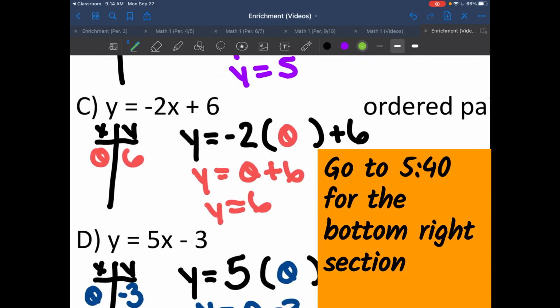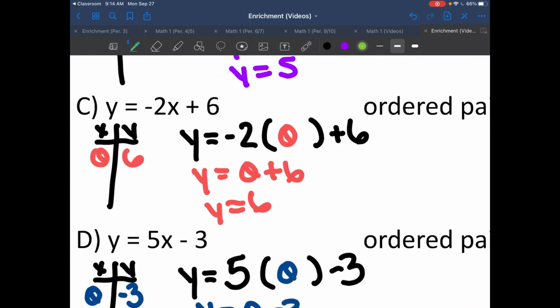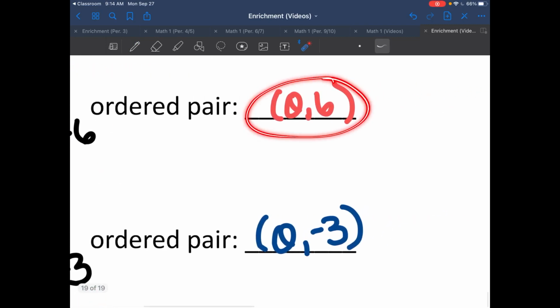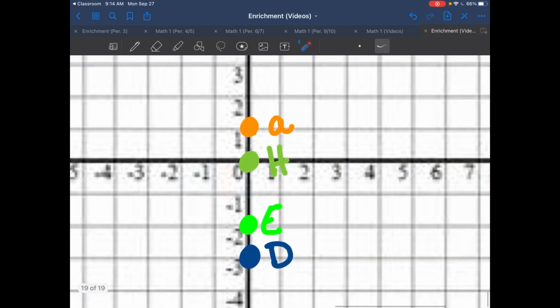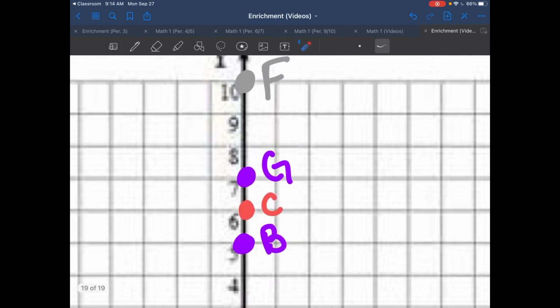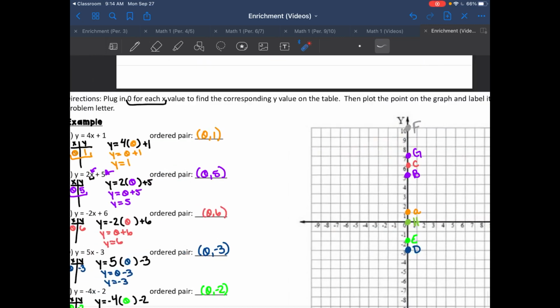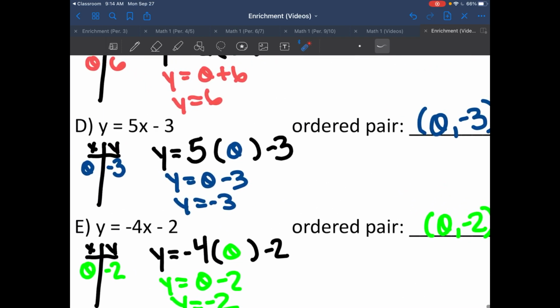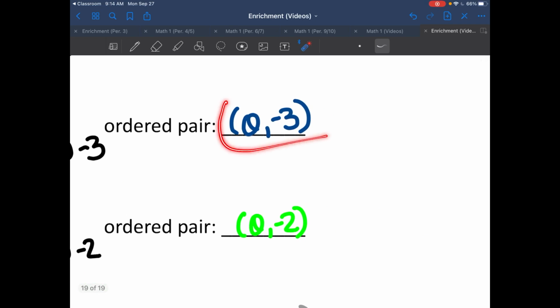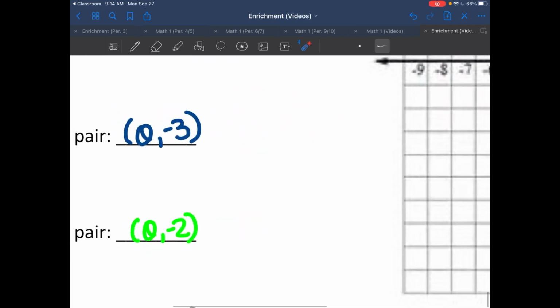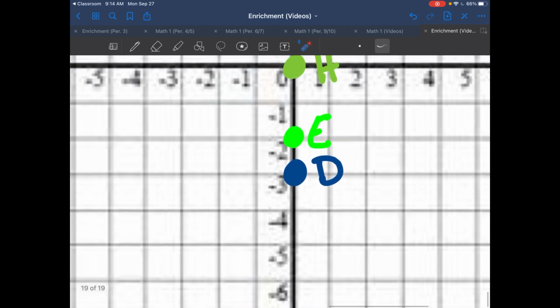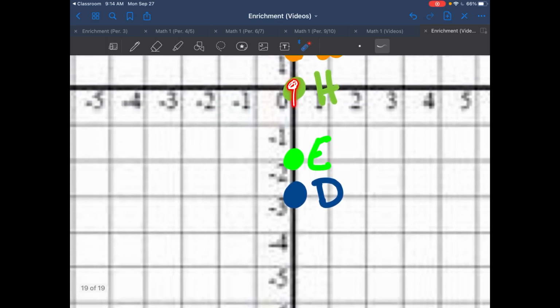So for C, we plugged in 0 for our x. We got negative 2 times 0, which gives us 0. 0 plus 6 is 6. So we have 0 and 6, written as an ordered pair, 0 and 6. And when we graph it, we start at time 0 and we go up to 6, and that's where C gets plotted. Looking at D, we plug in 0 for our x, so we have 5 times 0, which gives us 0. 0 minus 3 is negative 3, so our y value is negative 3. Thus our ordered pair is parentheses 0, comma, negative 3, close parentheses. When we plot it, we start at our origin, time 0. We don't have to move left or right, and then we go down to 3.